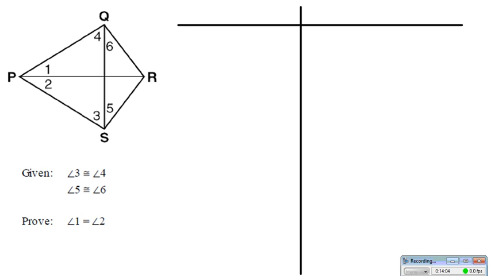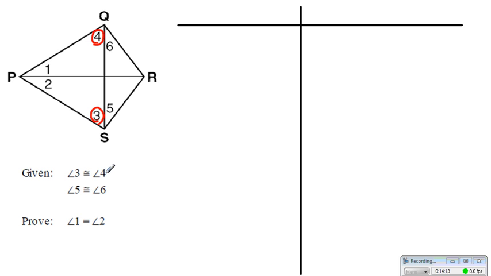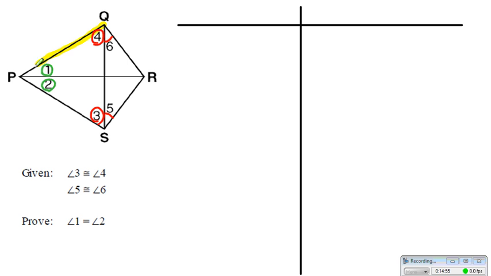All right, so let's get started with number 9. Here we have angle 3 and angle 4 congruent, and angle 5 and angle 6 are also congruent. Ultimately, we want to prove that angle 1 and angle 2 are congruent as well. In this case, we are looking for a triangle that contains angles 3, 4, and 5, 6. Since the two angles are congruent, we realize that triangle QPS has to be an isosceles triangle, by the common base.